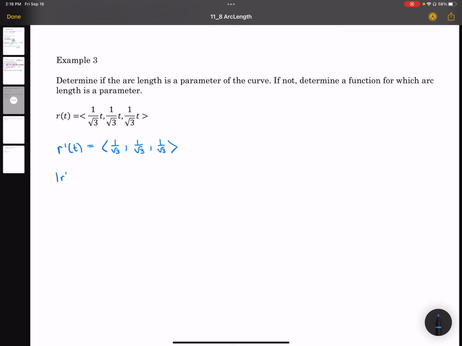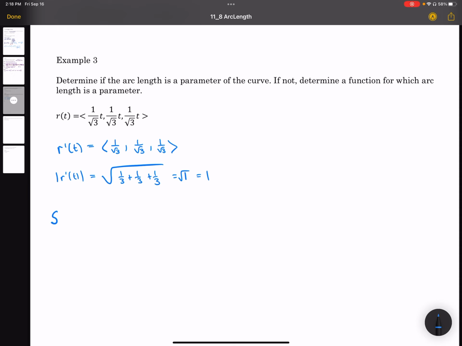So clearly the magnitude of this is the square root of 1/3 plus 1/3 plus 1/3. And you know 3/3 is going to equal 1. So the square root of 1 is 1. Because we got a magnitude of 1, we know that the arc length can be a parameter of this curve, which again, all that means is that for every value of t, when you substitute in t, what you get is the arc length.